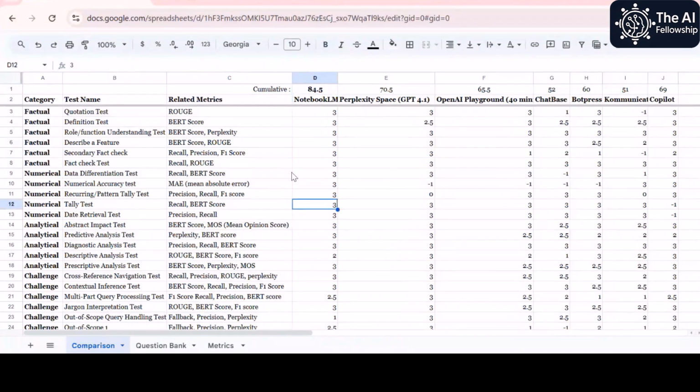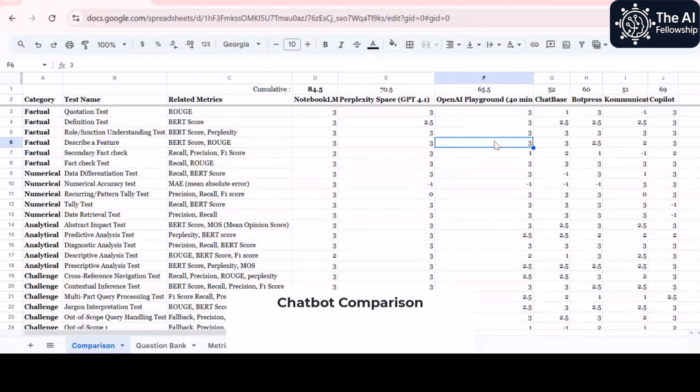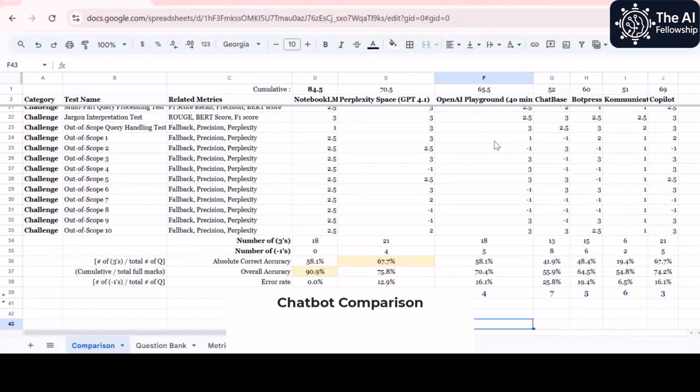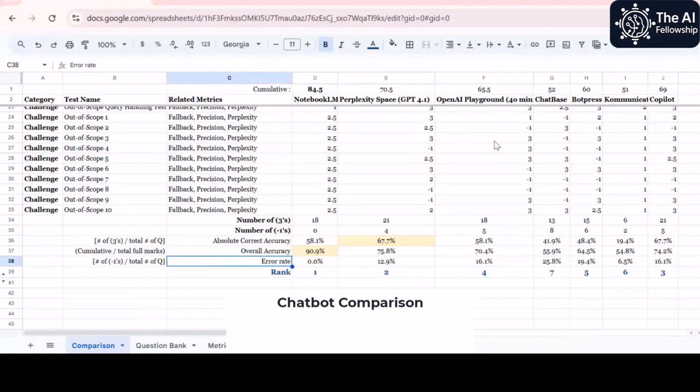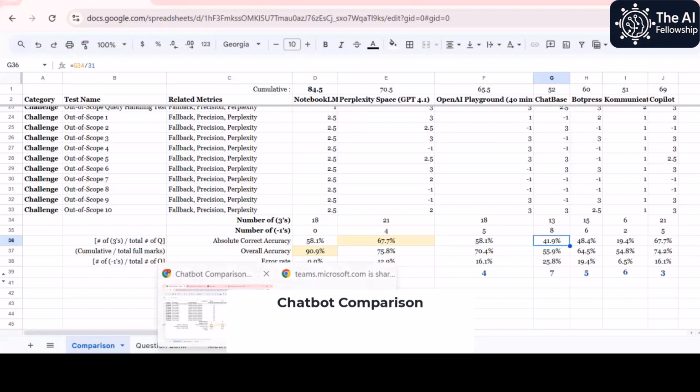But what I showed you is that large companies like Siemens are using Chatbase. Here is some summary. If we talk about absolute correct answers, which chatbot gives the maximum number of absolutely correct answers, then Perplexity Space with the model GPT 4.1 is coming first, and it gave close to 2/3 answers absolutely right out of 33 questions. If we talk about overall accuracy, then NotebookLM is coming first. And Chatbase looks a little poor here, but a lot of large companies are using Chatbase.